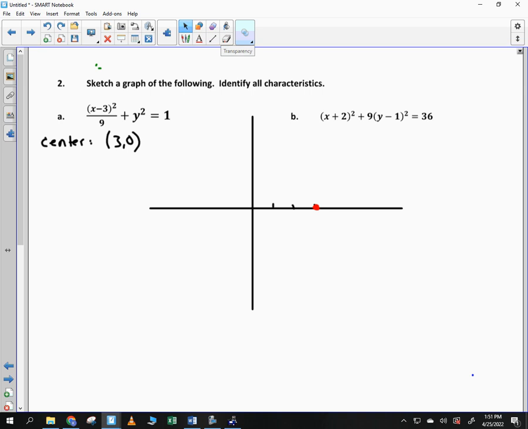How many units do I go in the x direction? 3. So I go 3 units in each direction. And then how many units do I go in the y direction? Yeah, 1, because y squared is divided by 1, and the square root of 1 is 1. I go 1 unit in the y direction. Looks like I get a pretty stretched ellipse.